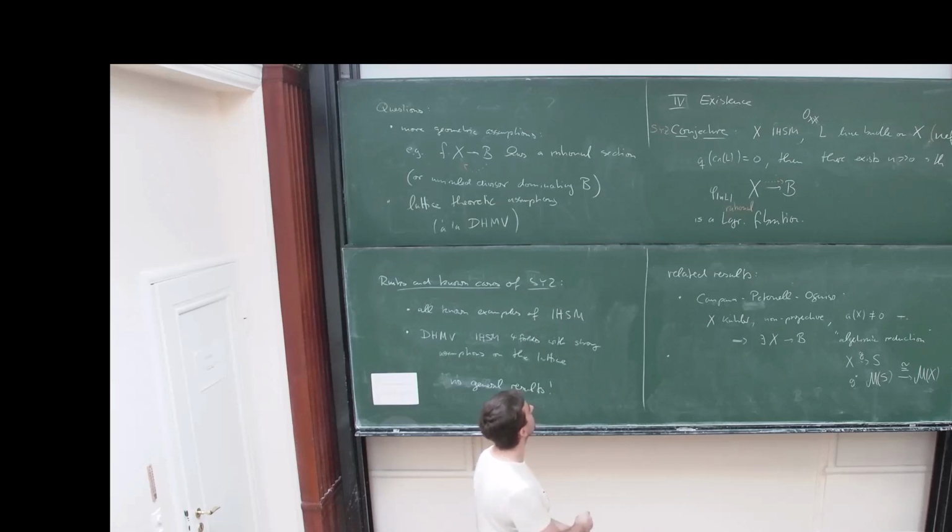That's a good point. Yeah, you're right. So the question was: in the rational version of the conjecture, what if you replace L by minus L? Then the assumptions still hold, and you cannot have a map because there are no sections. So, well, maybe I should say take n an integer. I think you're right. So one has to rule out this case.